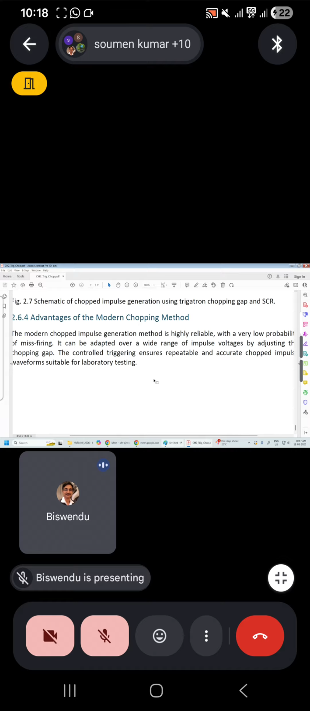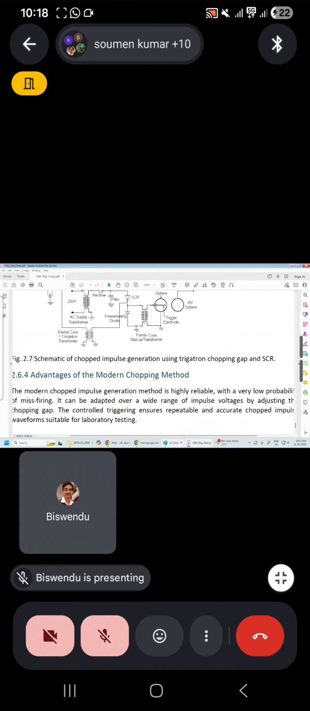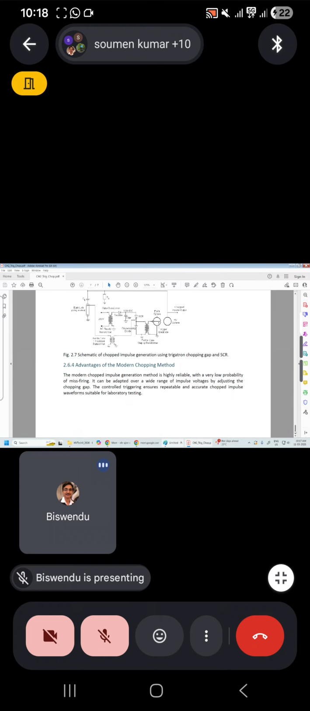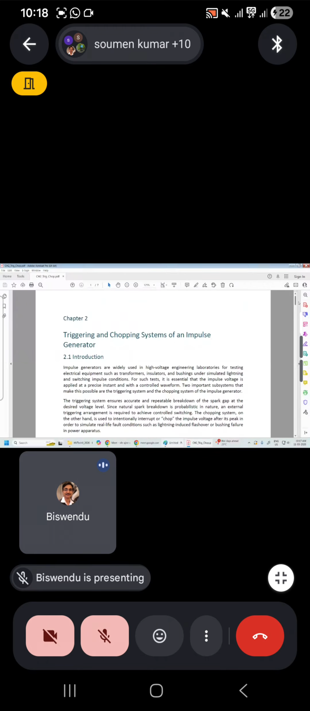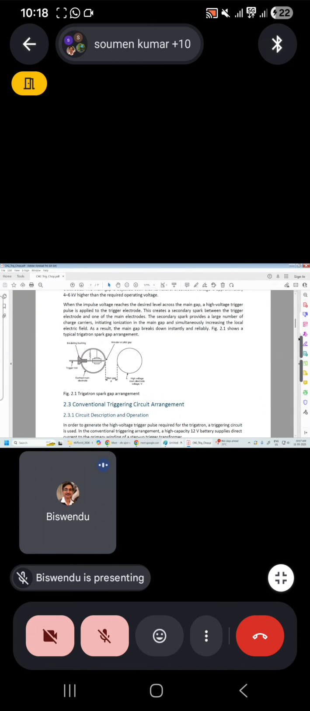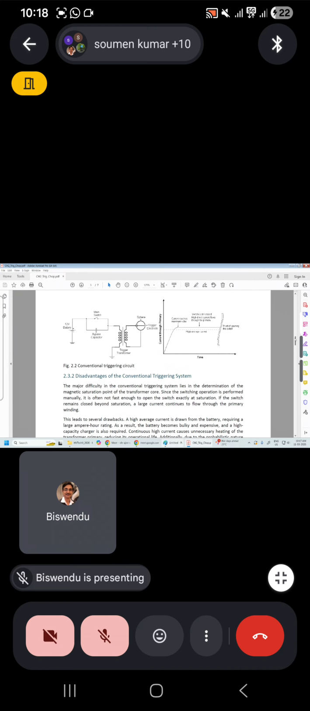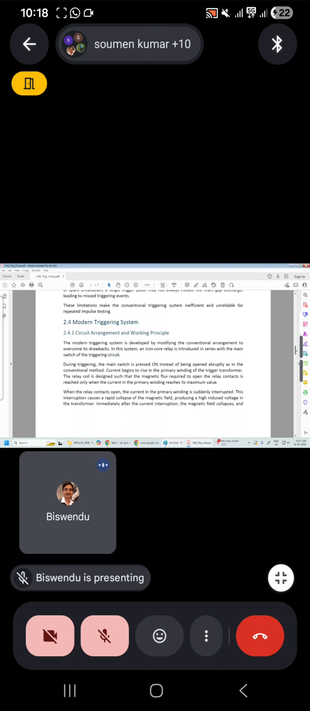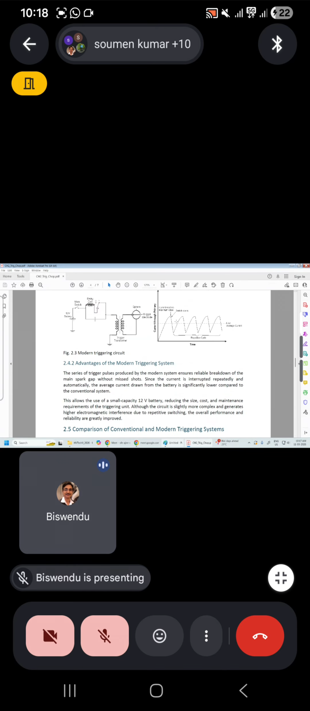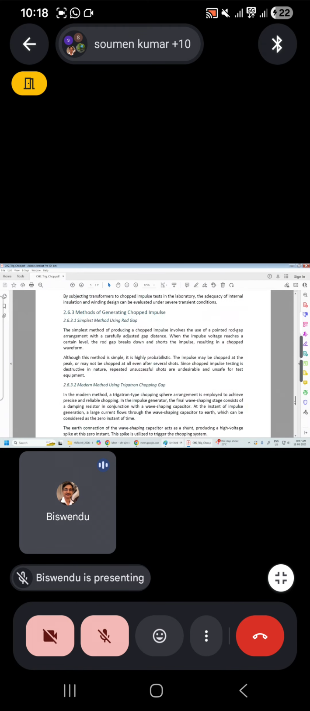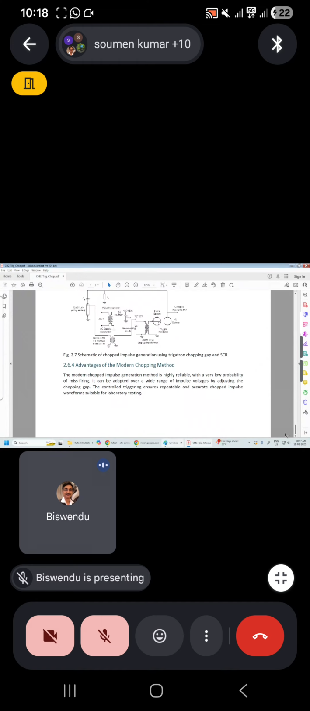So this is about our second chapter. If you remember, what we have read from this chapter: what is this triggertron gap, conventional triggering circuit, disadvantages, modern triggering circuit, advantages and disadvantages, a comparative study, and then the chopped impulse and its generation in laboratory. This is the second chapter.